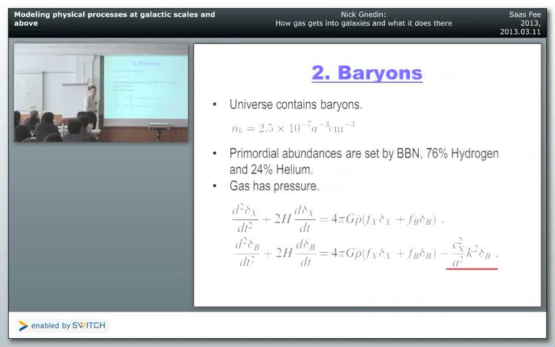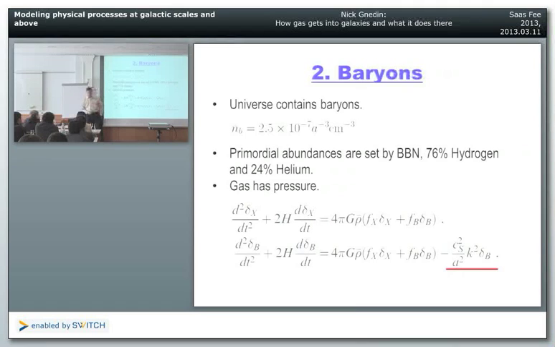So the universe contains baryons, that we all know, you can touch yourself if you doubt that. The density of baryons on average is 2.5 times 10 to the minus 7 today, and of course it scales as 1 over a cubed because baryons are conserved. So at early times the density is higher. We know that the primordial abundance set by Big Bang nucleosynthesis is 75% hydrogen and 24% helium. And of course, later, as stars start shining, we get a little bit of heavy elements.